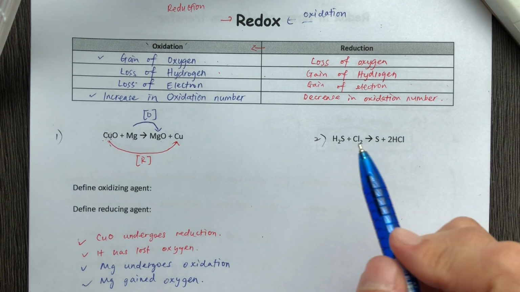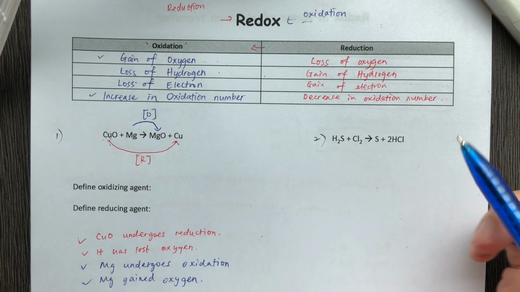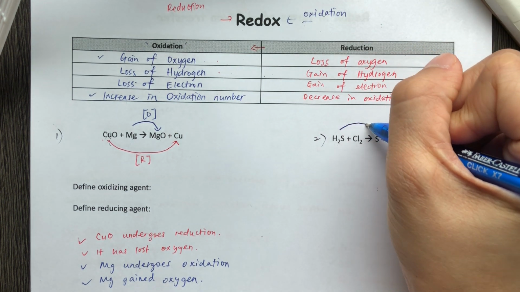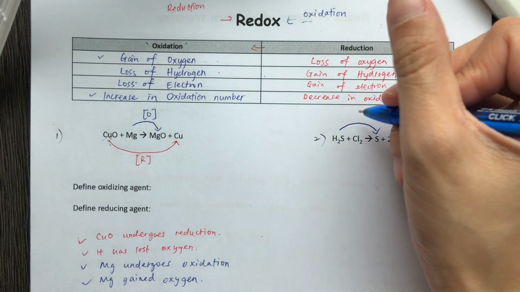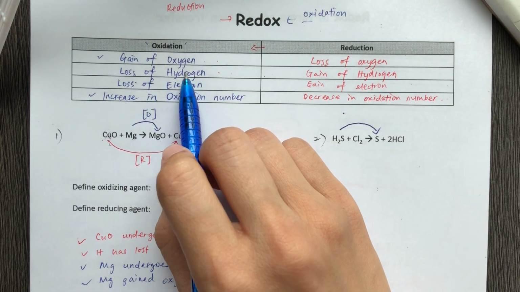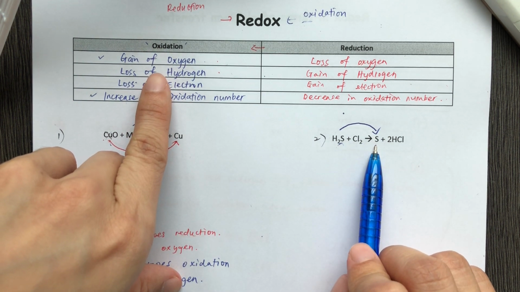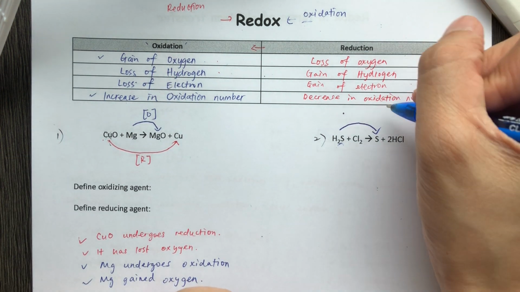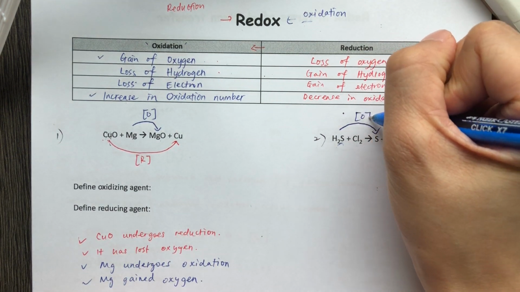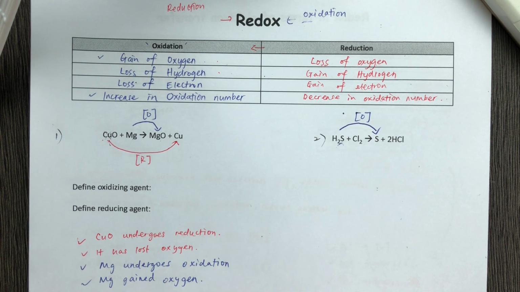Okay, so now look at the H2S here. H2S ended up becoming S. So very obviously, I can see a loss of hydrogen over here, right? H2S disappears to become S only. It's a loss of hydrogen. So H2S undergoes oxidation, right? I bet this is an easy one for you.